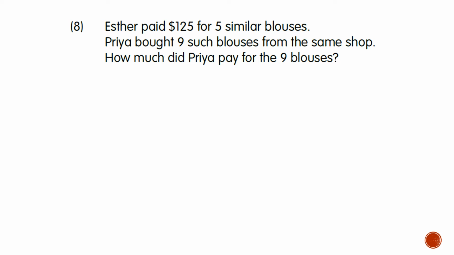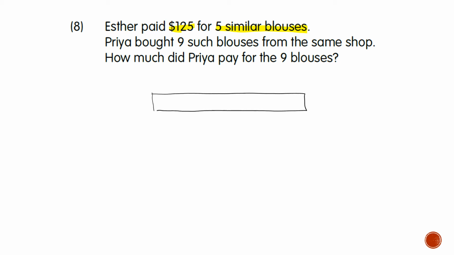Question number 2. Esther paid $125 for 5 similar blouses. Okay, so she paid a total of $125 for 5 similar blouses. So immediately, very simple. Just look at the first line first. Okay, we have to simplify the first line into a model. This is what we call translation of the information from words and numbers into a diagram. Step 2 of Polya.